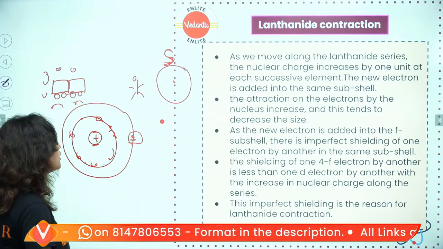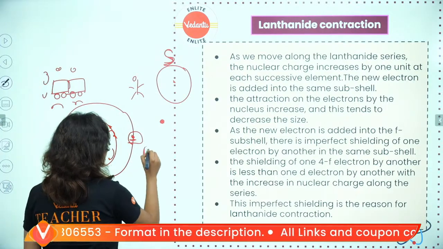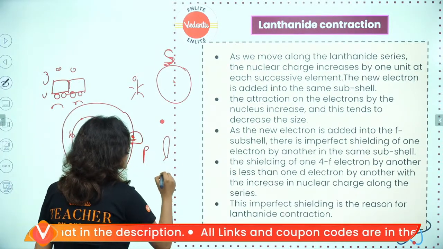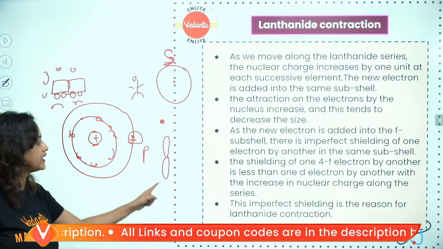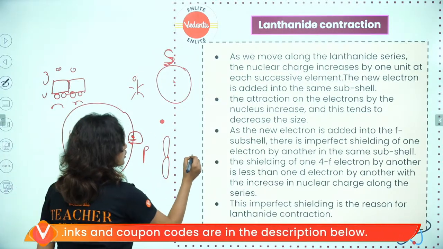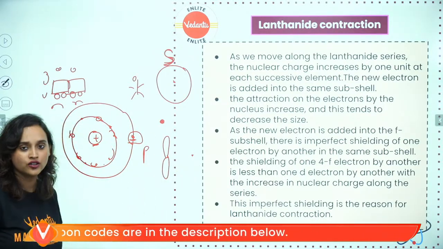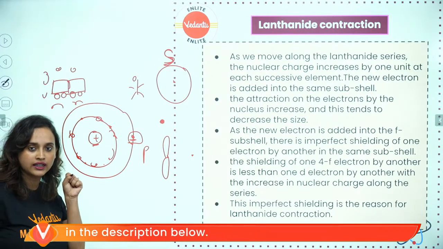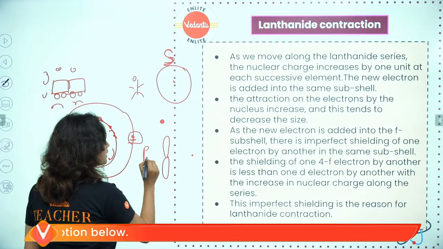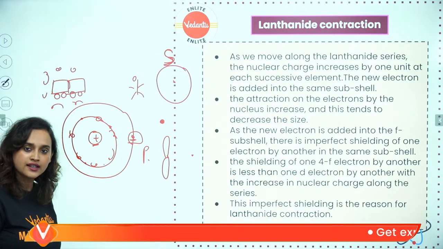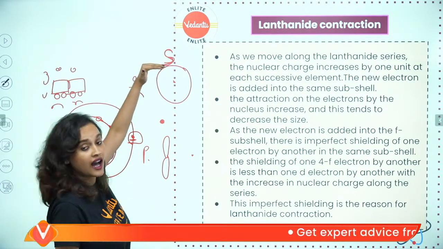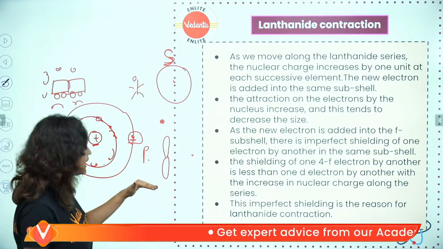Now when it comes to P, what do we have? We have something like this. This is the electron cloud. So if the electron is here, it can easily be pulled by the nucleus, or if the electron is here, it can be pulled, right? Yes. So that means S has the highest shielding effect. P has a little less.